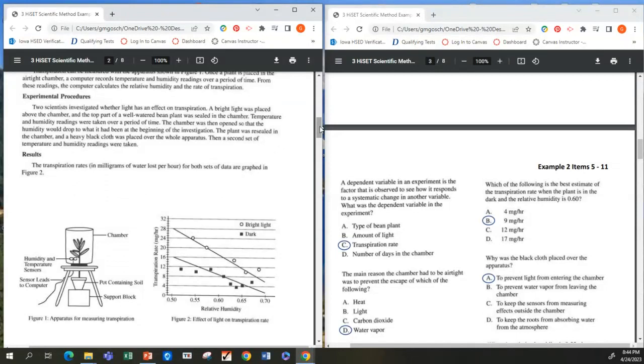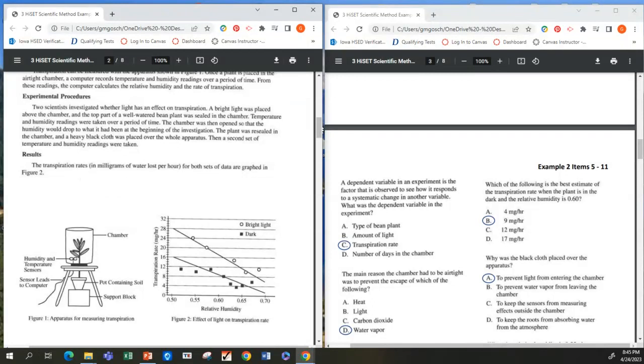Okay, so our experimental procedure. Two scientists investigated whether light has an effect on transpiration. A bright light was placed above the chamber, and the top part of a well-watered bean plant was sealed in the chamber. Temperature and humidity readings were taken over a period of time. The chamber was then opened so that the humidity would drop to what it had been at the beginning of the investigation. The plant was resealed in the chamber, and a heavy black cloth was placed over the whole apparatus. Then a second set of temperature and humidity readings were taken.